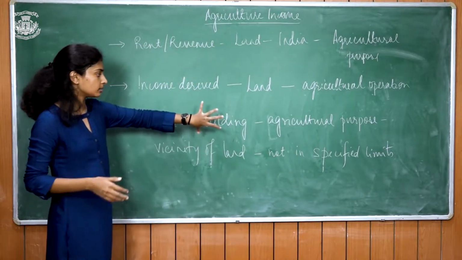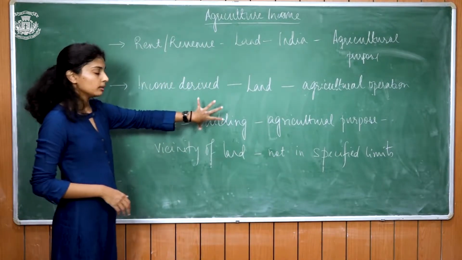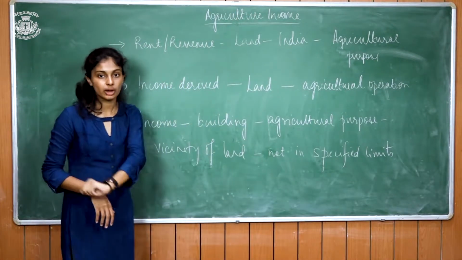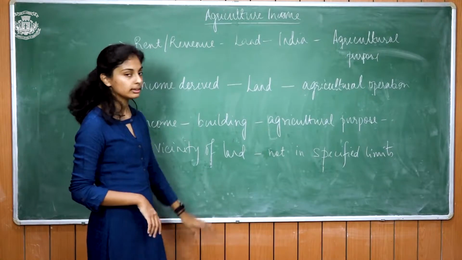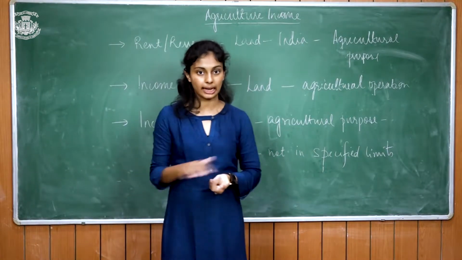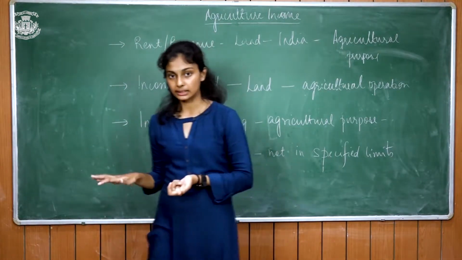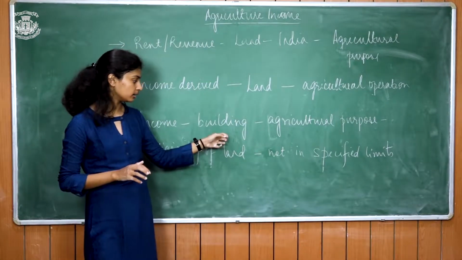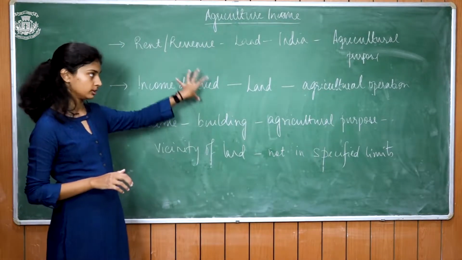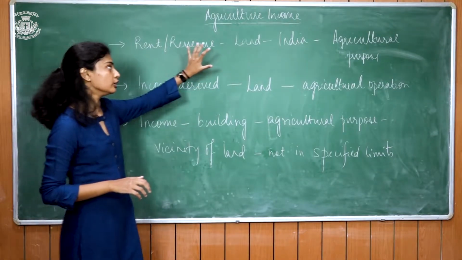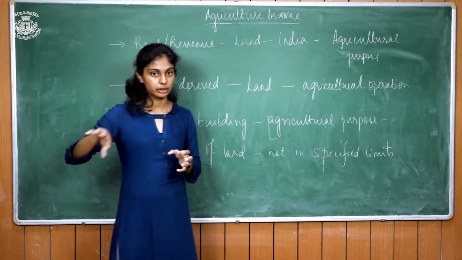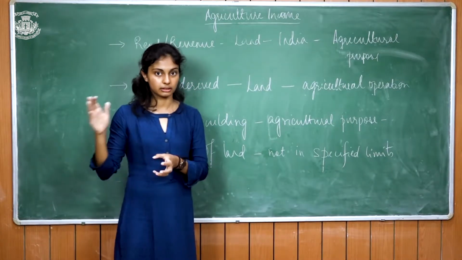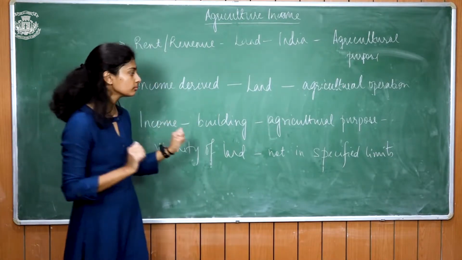Now, we understood what agricultural income is. Now, the tax treatment of agricultural income. Under section 10 subsection 1 of the Income Tax Act, agricultural income is exempt from tax, which means it shall not be taxed. If you have any other income which is not agricultural income as per the definition, then it will be considered for tax computation as per the different heads of income, which we will study in the coming videos.